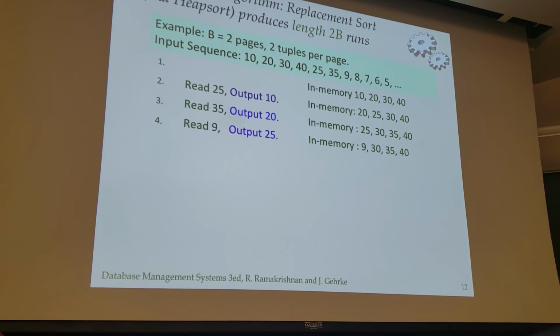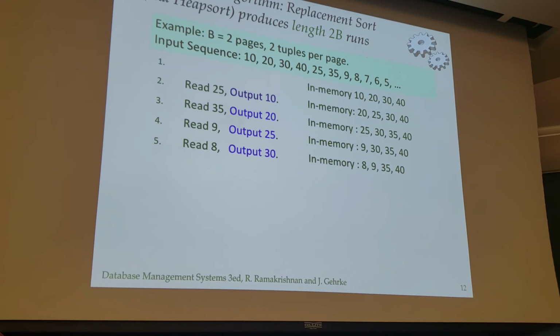And same kind of thing going on. We read the 9, so we output the first value, which is 25, that looks good. Now we have the 9, 30, 35, 40. We read the 8, we output the 30, and we've got 8, 9, 35, 40. But notice how many outputs we have.